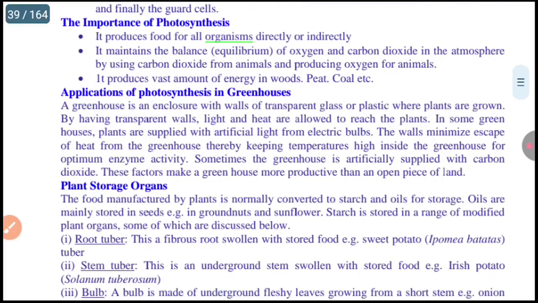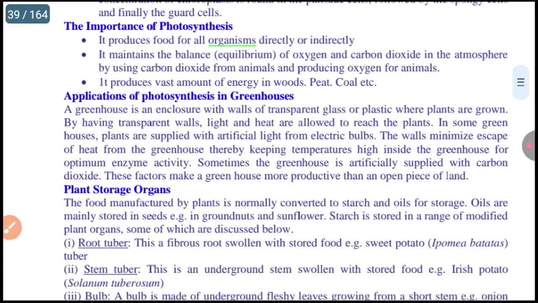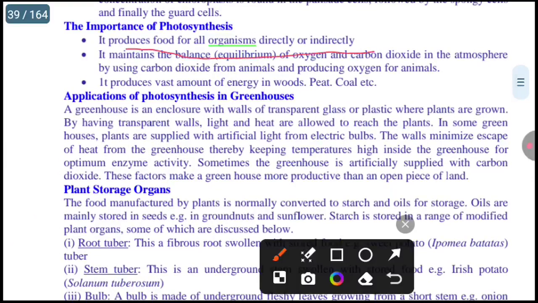The importance of photosynthesis is that it produces food for all organisms directly or indirectly. It maintains a balance, an equilibrium, of oxygen and carbon dioxide in the atmosphere by using carbon dioxide from animals and producing oxygen for animals. It produces a vast amount of energy in wood, peat, coal, etc. These are the importances of photosynthesis.